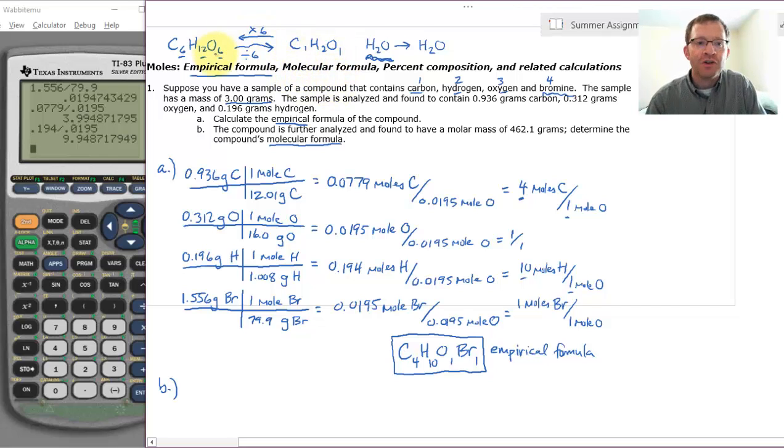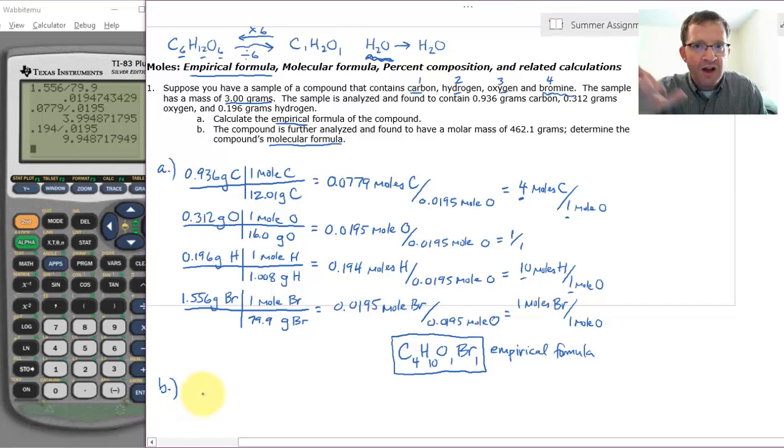To get back to sugar, we'd have to take that times 6. We'd have to take the whole formula, C1H2O1, times 6 in order to get back to the actual molecular formula for sugar. What I'm going to do on question B here is show you how we figure out whether it's times 6 or times 2 or times 4, or what the number is going to be. Well, it can be any whole number at all within reason, but we'll see numbers to multiply by here as big as 10 perhaps. So to figure out the molecular formula, what we need to do next is figure out what that multiplier is.